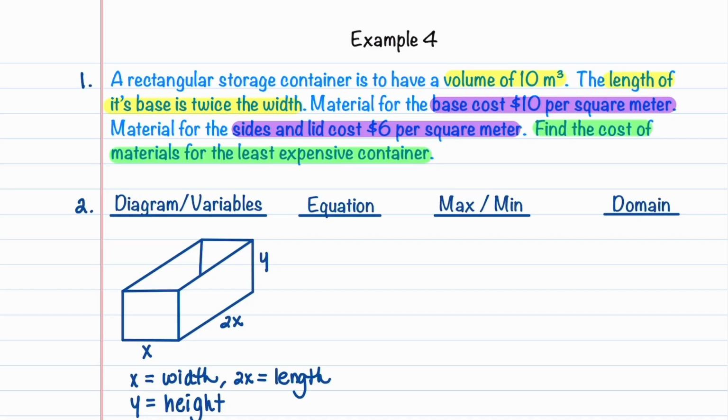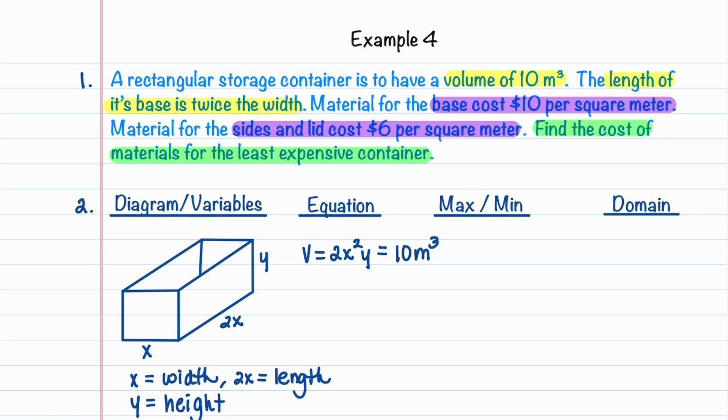Now what we want to do is find an equation that relates these variables and what we're given. We are told that our container is to have a volume of 10 meters cubed. So we can say that our volume is going to be the width times the length times the height. So that's 2x squared y, and that is equal to 10 meters cubed.